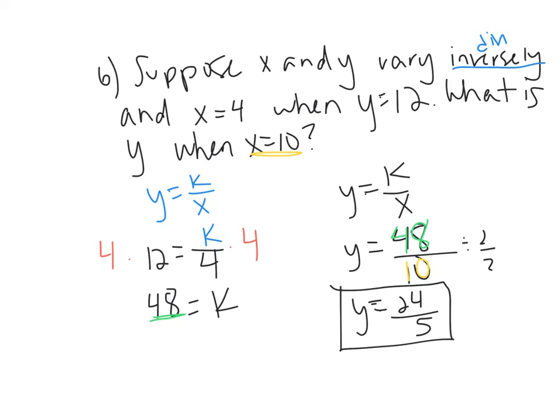So types of variation, 4 types. Direct, think multiply. Inversely, think divide. Joint means multiply 2 or more times. And then combined is when you're multiplying and dividing.